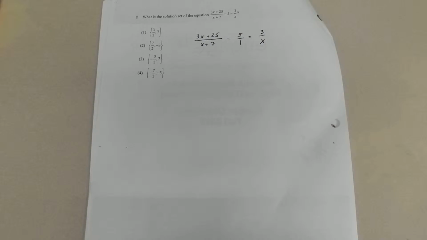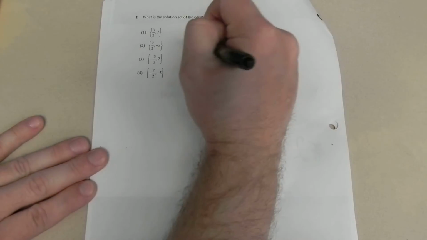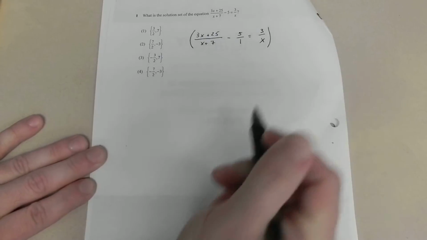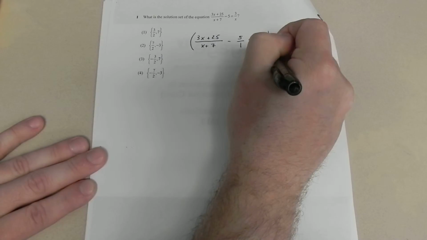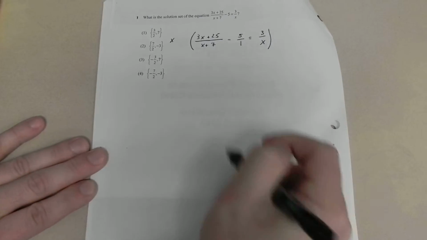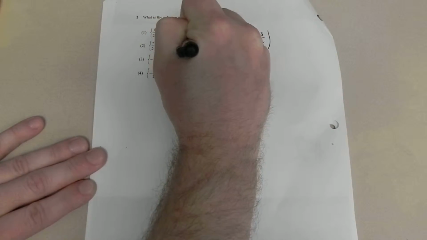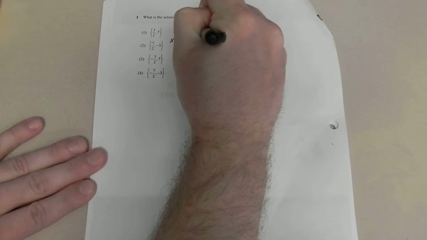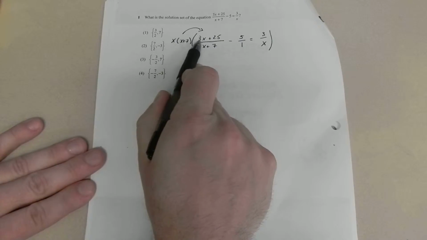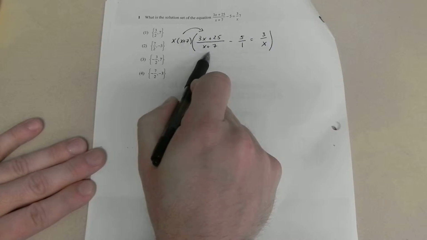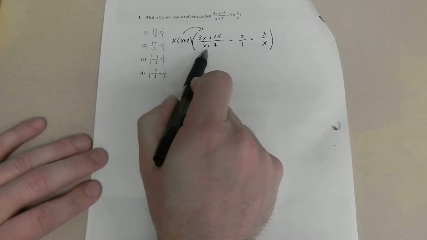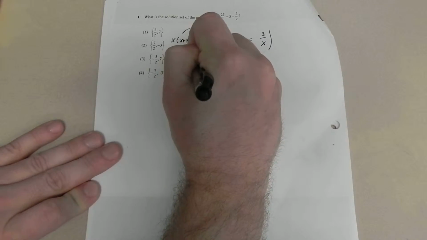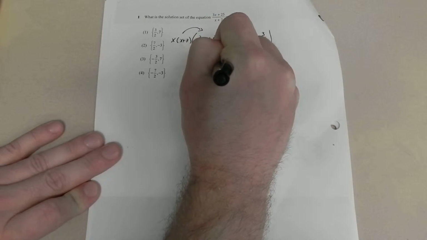Essentially what I'm going to do is to multiply the entire equation in order to eliminate my denominators. So I'm going to take the entire equation and I'm going to multiply it by x and by x plus 7. When I distribute, the x plus 7 is going to multiply the numerator. But then I'm dividing by x plus 7. So that step essentially cancels, leaving the x to multiply the 3x plus 25.